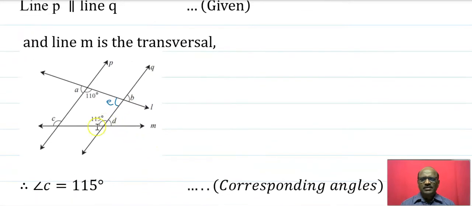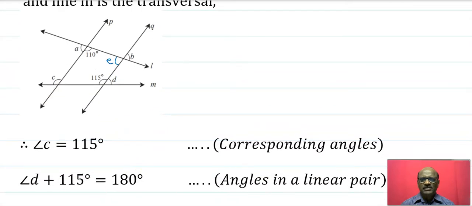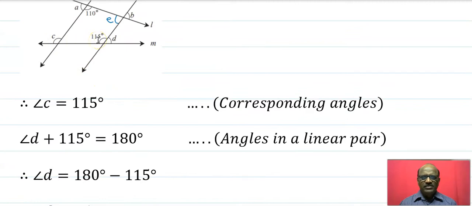First of all, angle C. Again see this, line P is parallel to line Q, M is their transversal, and angle C and the 115 are corresponding angles. Therefore, the measure of angle C is equal to 115. That is, they are the corresponding angles.